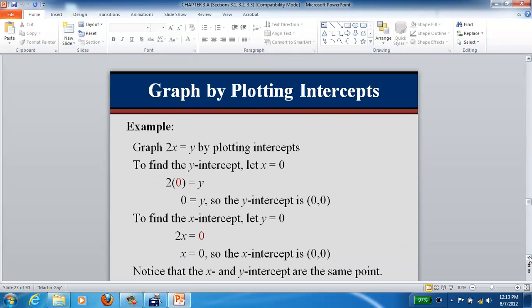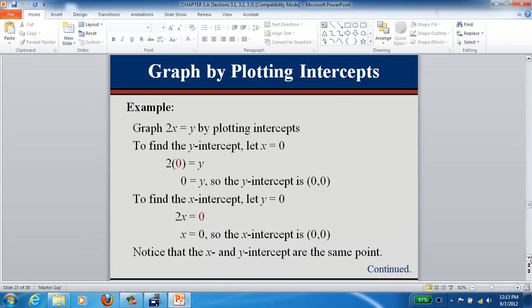So another example, graphing 2x = y. You let x equal 0. Therefore, y is equal to 0. Your y-intercept is (0, 0). To find the x-intercept, you let y equal 0. Therefore, the x-intercept is (0, 0).